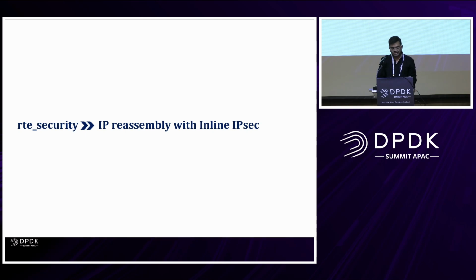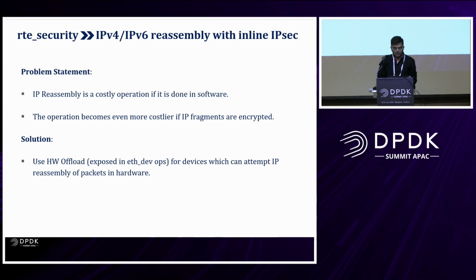Moving on to another interesting topic, IP reassembly with inline IPsec. IP reassembly is a very costly operation in terms of the number of core cycles required if we do it on the core. And the cost increases if the fragments are also encrypted. So we can have a solution by having a hardware offload in the NIC. The NIC can attempt IP reassembly in hardware itself and decrypt the fragments also before reassembly if they are encrypted.